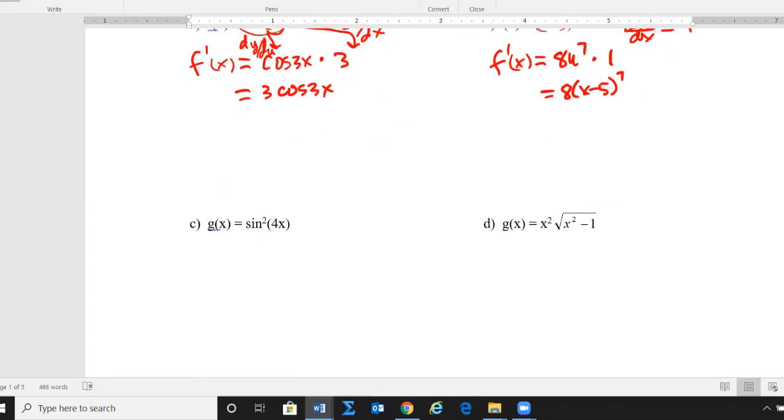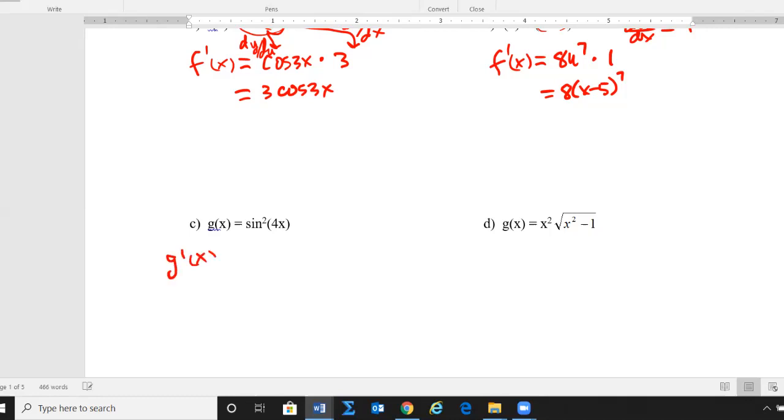Okay, now you got a function here. It's basically a squaring function. You can view it as a squaring function. And inside the squaring function is a sine function. Inside the sine function is another function, the 4x. So we've got like a triple nested composition here. Okay, a nested composition. So we'll need the chain rule.